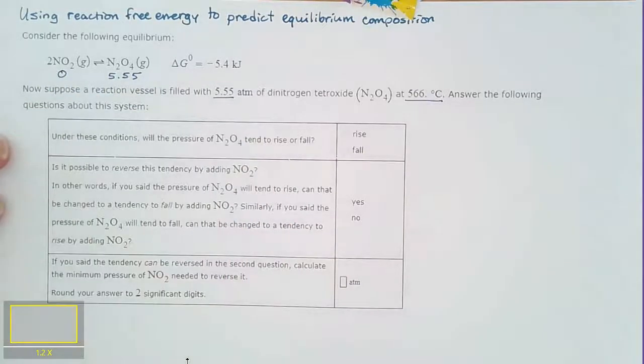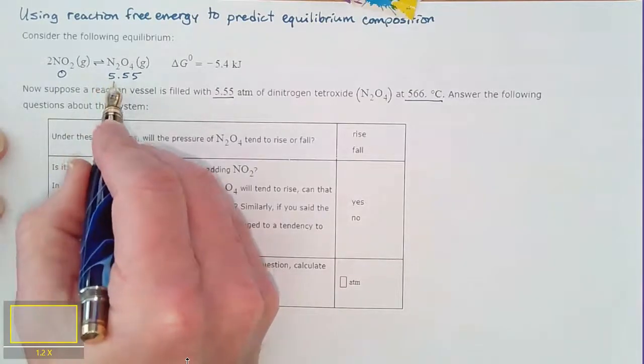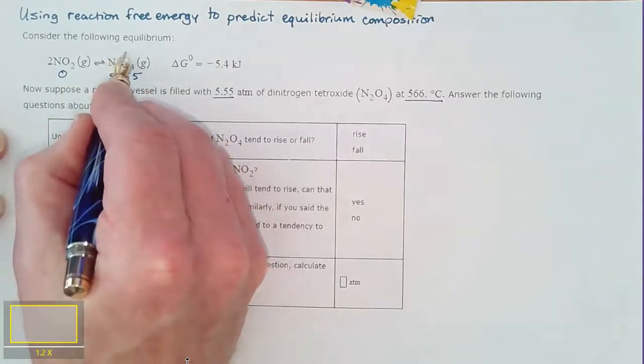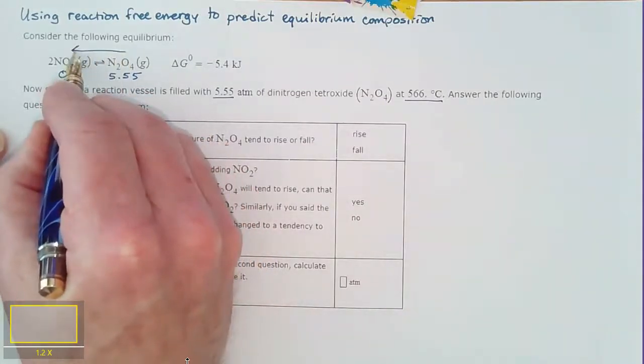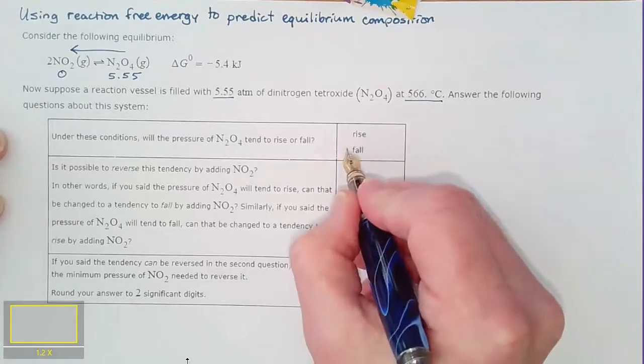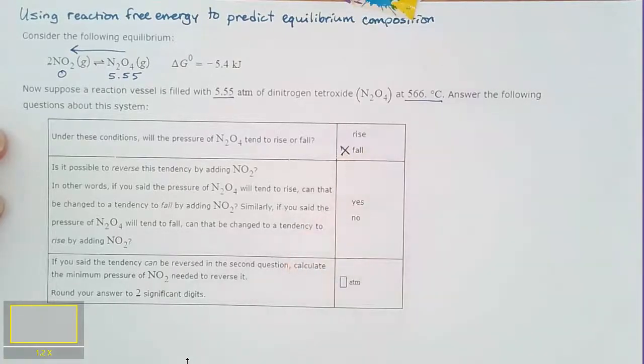So I'm going to go ahead and write that 5.55 here and just make a note that we're told we don't have any NO2. So the first question is, under these conditions, will the pressure of N2O4 tend to rise or fall? Well, if we have an equilibrium with a zero on one side, then this reaction as it approaches equilibrium is going to move to the left. So I think we can safely say that the N2O4 is going to fall. So let's go ahead and check fall.